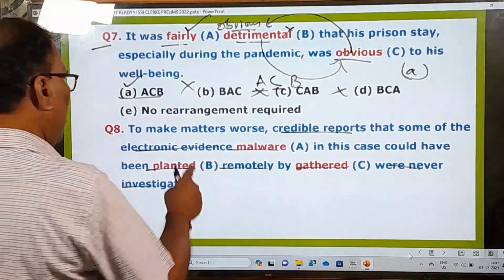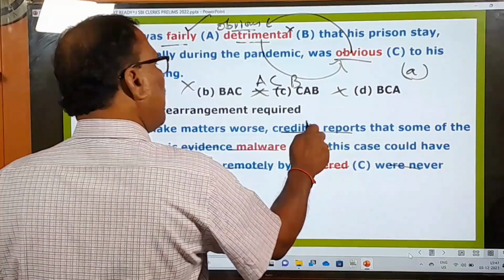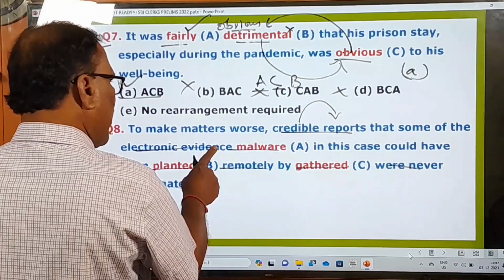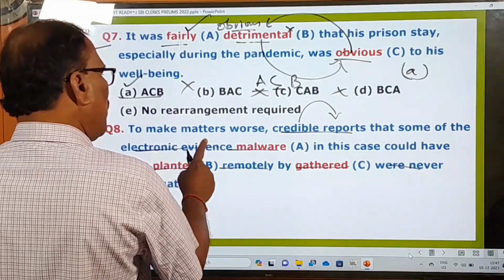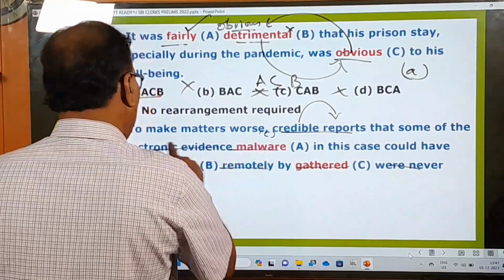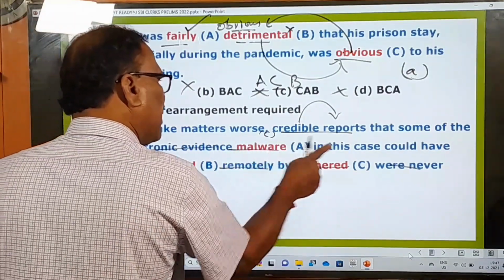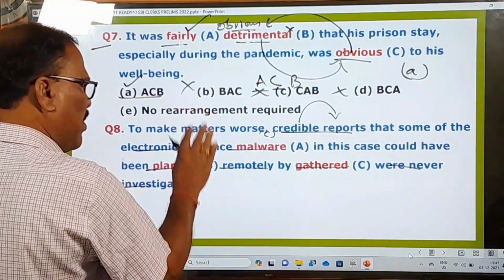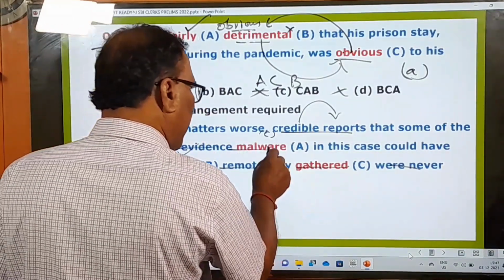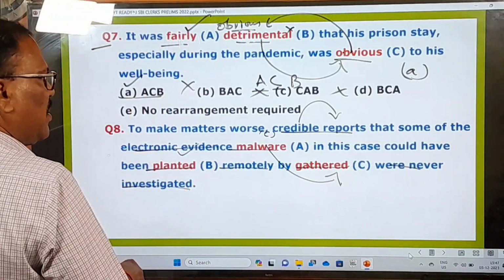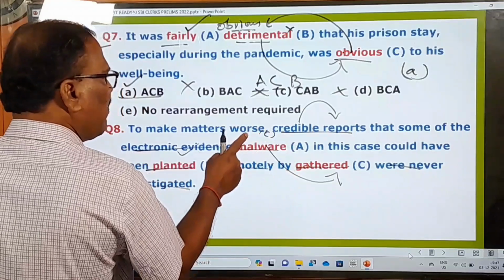And what must be here? To make matters worse, credible reports, believable reports that some of the electronic evidence, what do you do with the evidence you gather? So this C must be here. Electronic evidence gathered in this case could have been planted. Planted is correct. Remotely by malware. This malware must be used by were never investigated. So here gathered must be in the place of A.